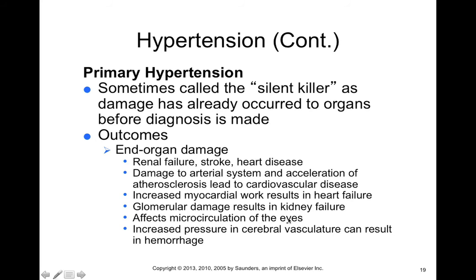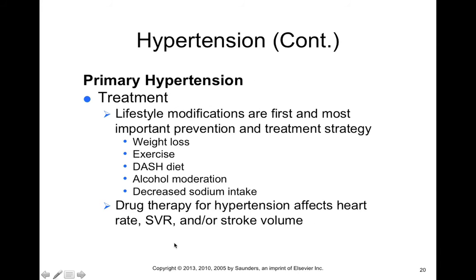Microcirculation damage can affect things like your eyes and kidneys and most organs of your body. And increased pressure in the cerebral vasculature can lead to hemorrhage, which can lead to a stroke. Now, the treatment for primary hypertension revolves around things like lifestyle modifications. It turns out that there are measurable changes in blood pressure when people change their modifiable risk factors, such as weight, sedentary lifestyle, and dietary factors.